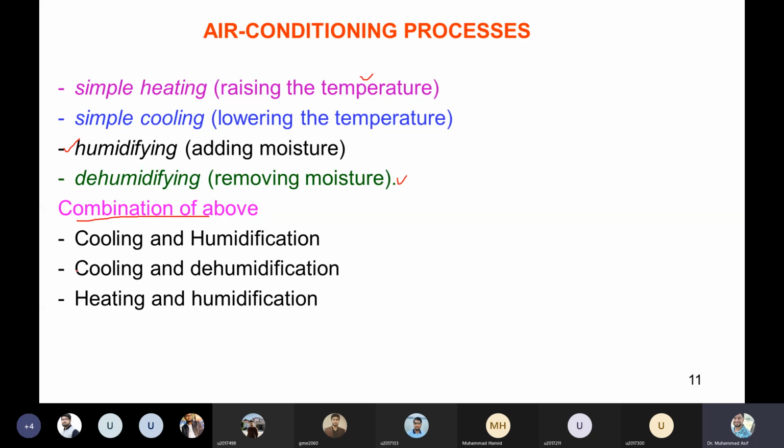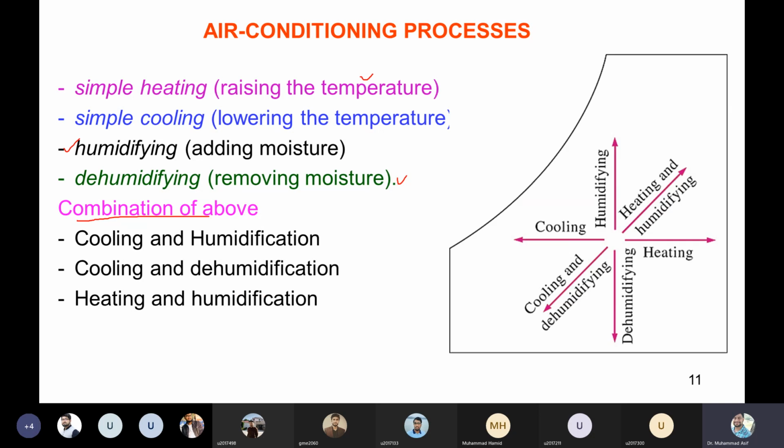Combination means it could be cooling and humidification, cooling and dehumidification, or heating and humidification. So on the psychrometric chart, as you can see, there can be a combination of various processes.